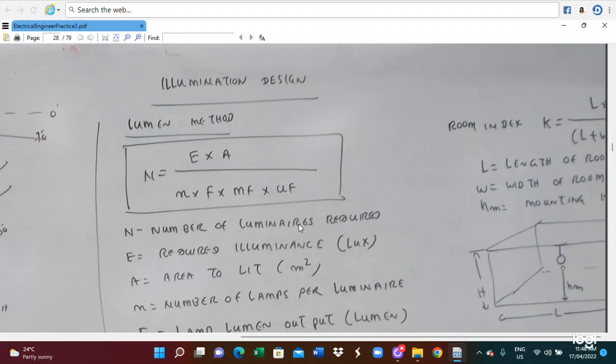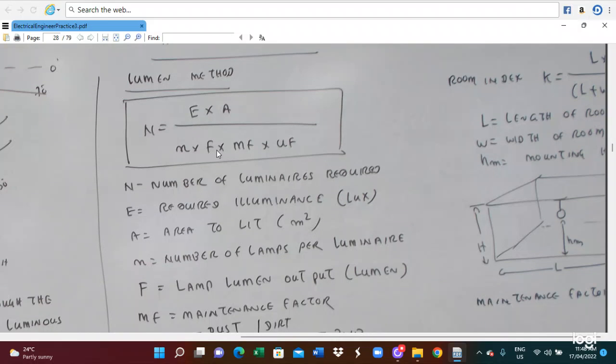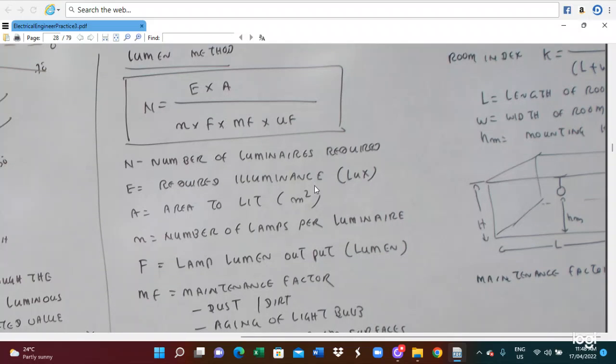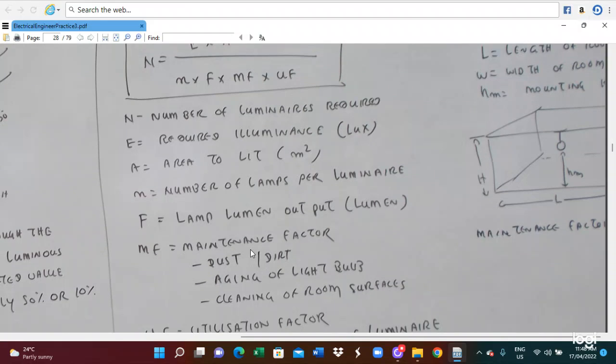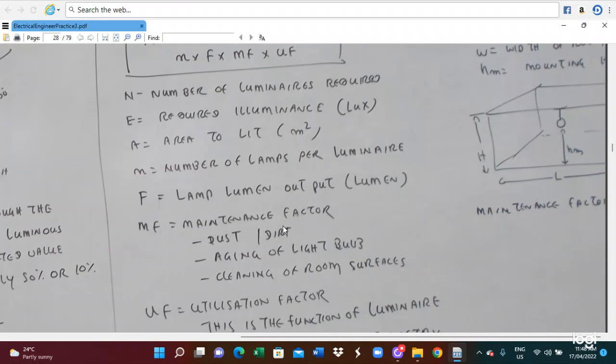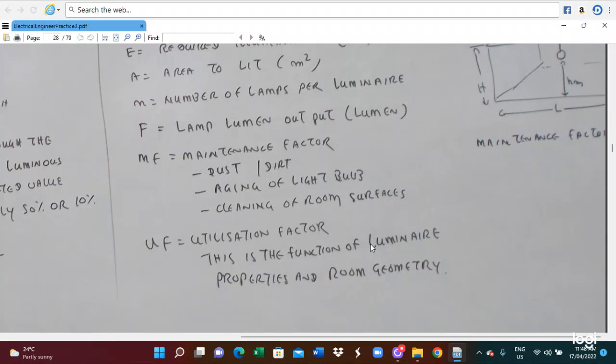With the lumen method we can calculate N equals E times A divided by F times UF times M. N is the number of luminaires required. E is the required illuminance in lux, and A is the area. F is the lamp lumen output, and M is the maintenance factor. In this case, the maintenance factor depends on the dust, the age of the light bar, and the cleaning of room surfaces. UF is the utilization factor. This is the luminaire properties and the room geometry.